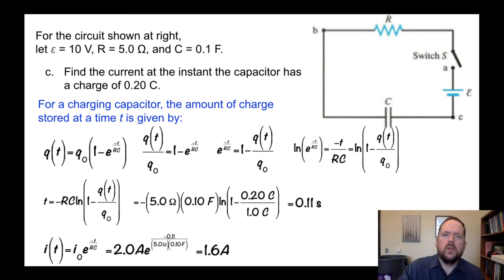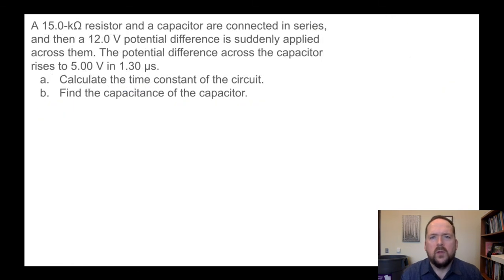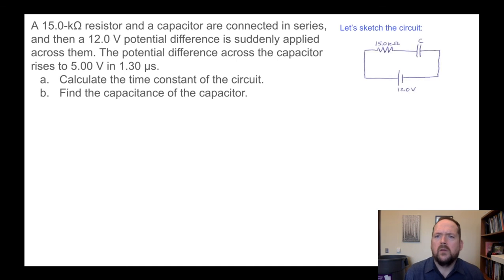Just going to do one more of these sample problems to illustrate the general process here. Here we have a 15 kilo ohm resistor and a capacitor that are connected in series, and then a 12 volt potential difference is suddenly applied across them. The potential difference across the capacitor rises to 5 volts, and that takes 1.3 microseconds. So what's the time constant of the circuit, and what is the capacitance in the capacitor?